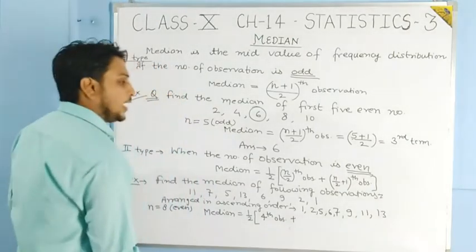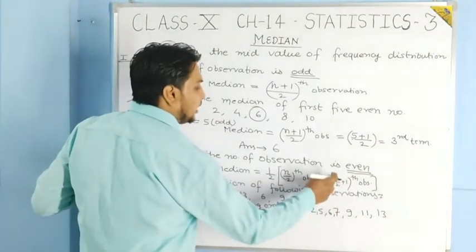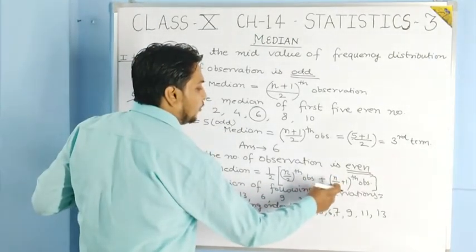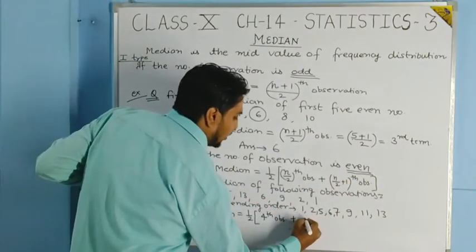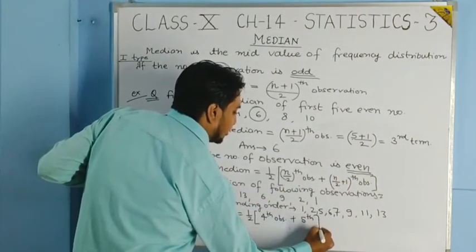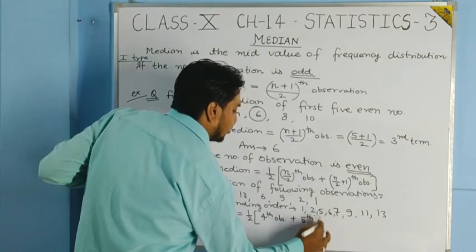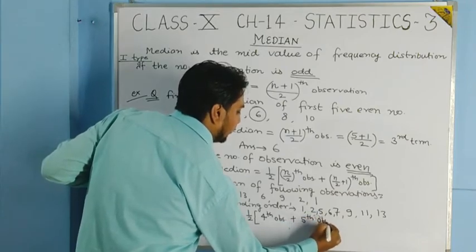And then n by 2 plus 1th: 8 by 2 is 4, 4 plus 1 is 5. So it will be the fifth observation.